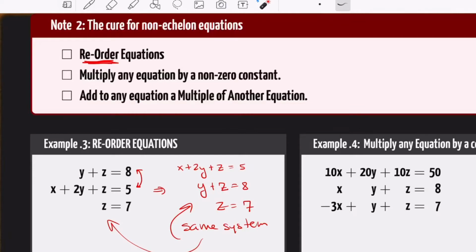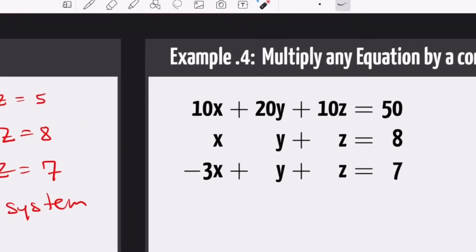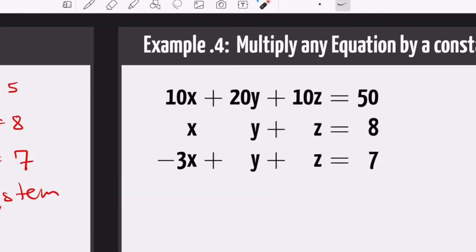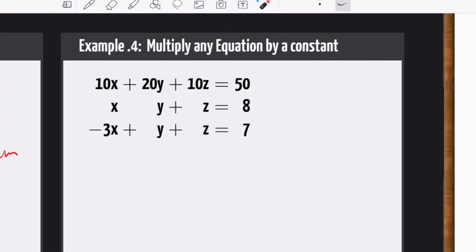The other two things that maybe are kind of obvious, but that you can also do, yeah, they're super obvious. First of all, you can multiply any equation you want by a non-zero number. So for example, in theory I could take this system and multiply this entire equation. I'm going to multiply by 3.